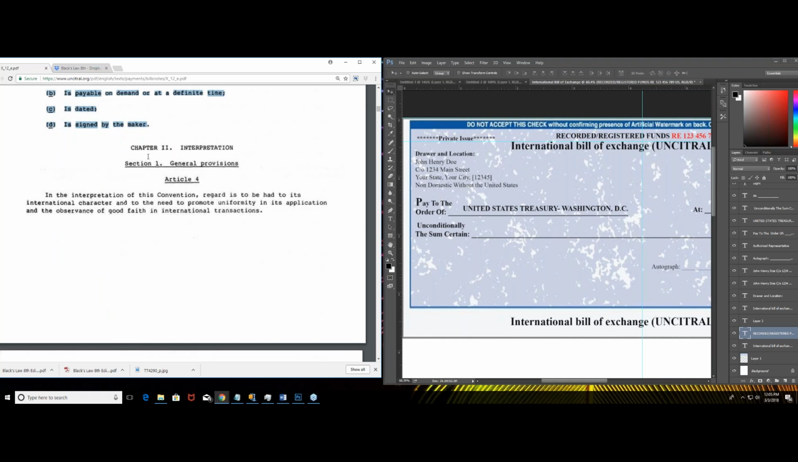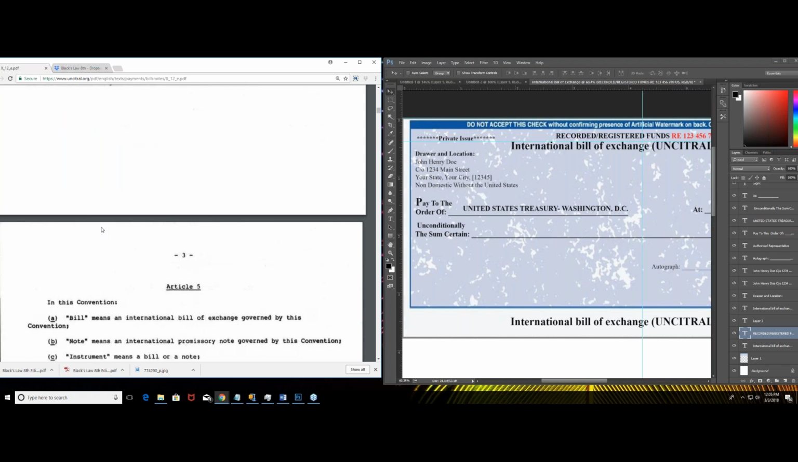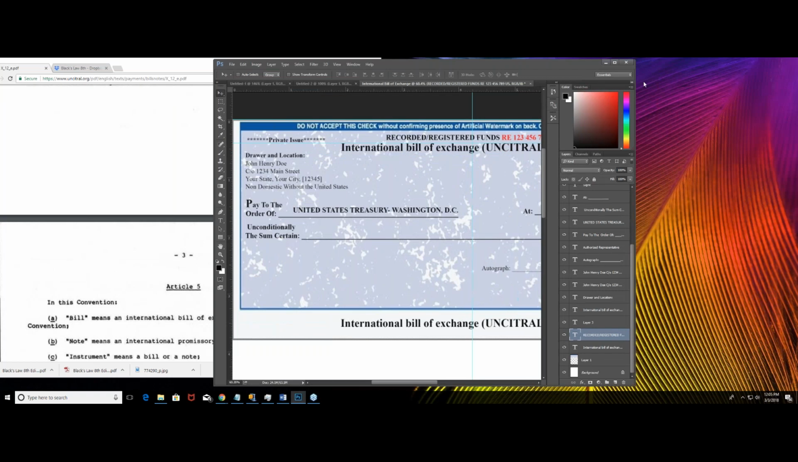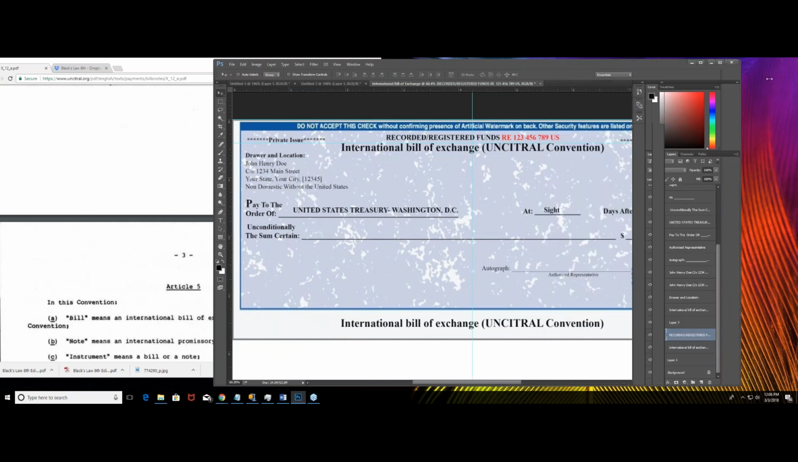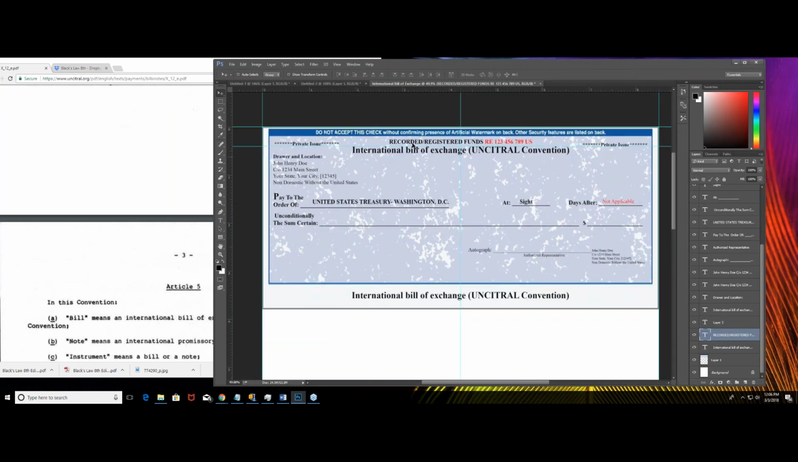So now we're at chapter 2, interpretation, section 1, general provisions, article 4. In the interpretation of this convention, regard is to be had to its international character and to the need to promote uniformity in its application and the observance of good faith in international transactions. This is all the reason why you adopted the UCC. Also remember, everybody's saying that they are foreign to the United States. That's another reason why we're using negotiable instruments and an international bill of exchange, because you're saying I'm foreign to the United States. You keep saying it, hey, I'm foreign to you, okay?